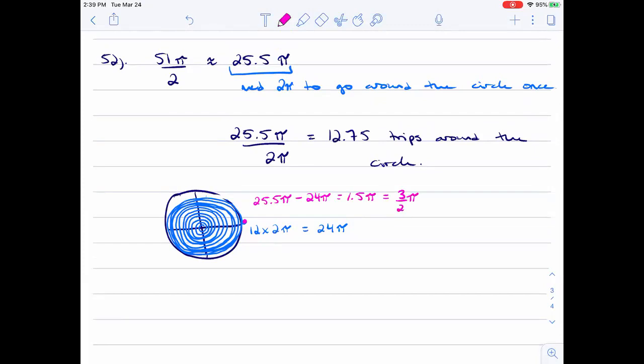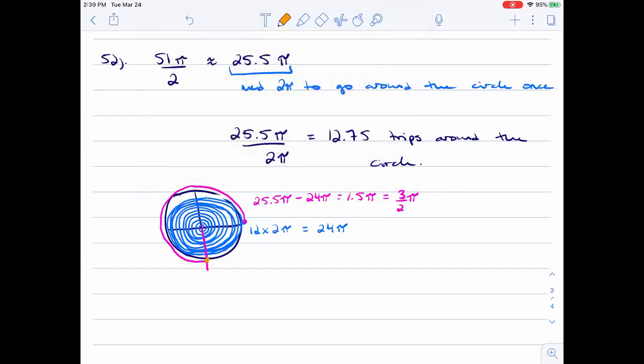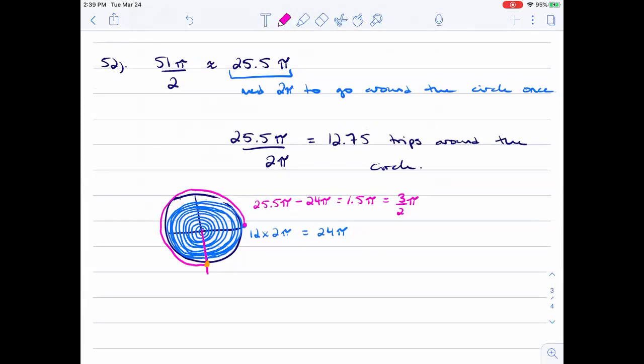which we know from our cutoff points is going to be, so here's half a pi, here's pi, here's 3 pi over 2. So the terminal point is here, and 51 pi over 2 has the same terminal side as 3 pi over 2. Nice.